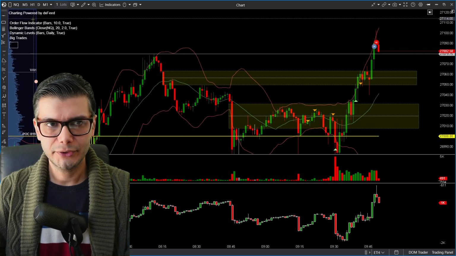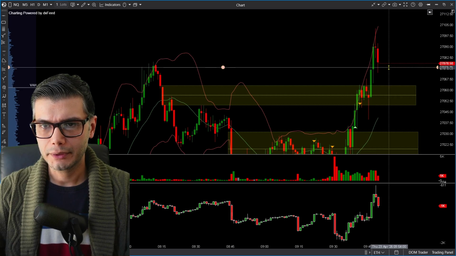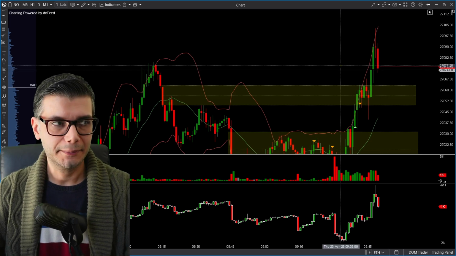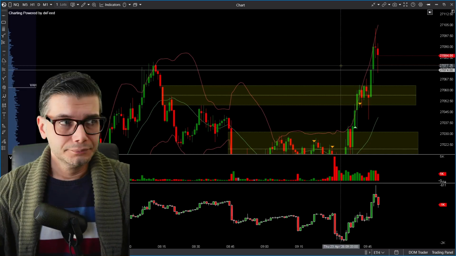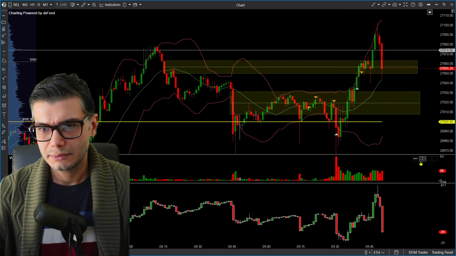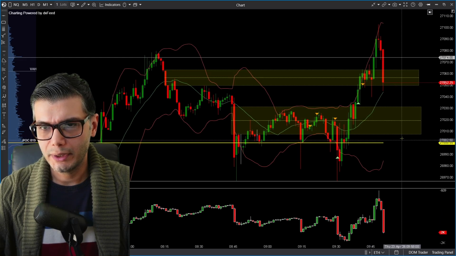Looking for an inversion. There's a gap in here. I want to mark this gap, the low of this gap. Now I have to do business with this gap. I can see that sell-off in the cumulative volume delta as well.